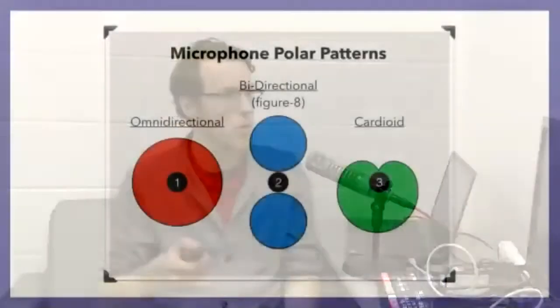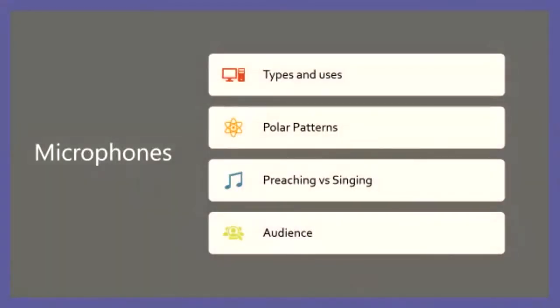All right, let's go back to preaching versus singing. For preaching, that's a single person talking. You can use either a dynamic or a condenser microphone. Most of your gooseneck microphones that you have on your pulpits are probably condenser. They are much better at picking up speech patterns like you're talking.